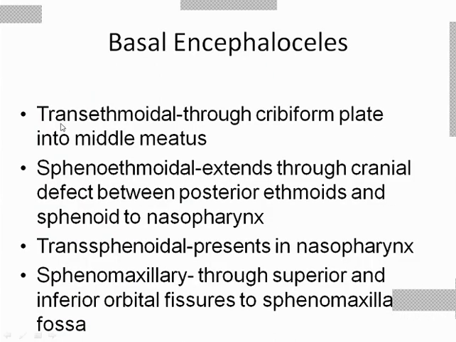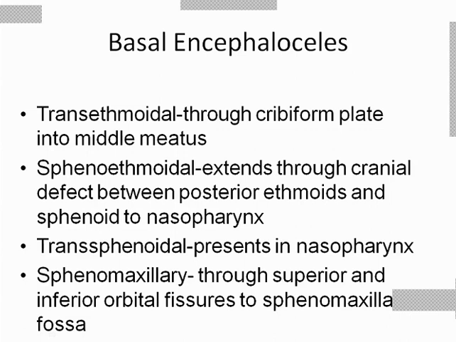So they present with either an external mass or a mass-occupying lesion in the nasal cavity. Transethmoidal goes through the cribriform plate into the middle meatus. Sphenoethmoidal extends through the cranial defect between the posterior ethmoids and sphenoid to the nasopharynx. Transsphenoidal presents in the nasopharynx. Sphenomaxillary goes through the superior and inferior orbital fissures into the sphenomaxillary fossa, and onto the side of the face, posterior to the orbit, compressing the orbital apex and everything.